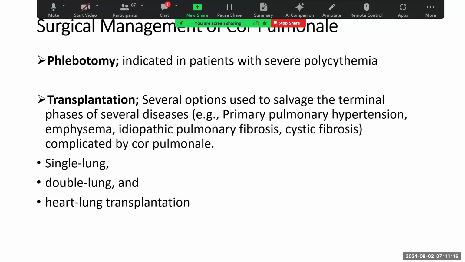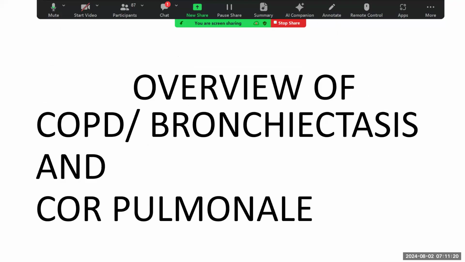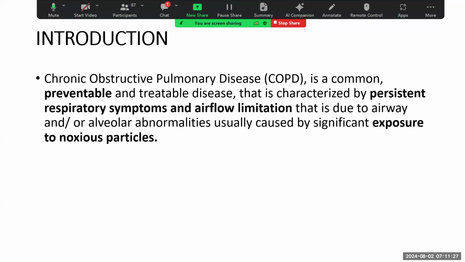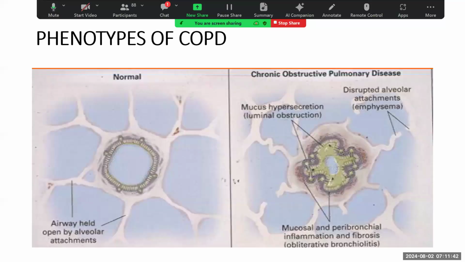For severe cases, single lung transplantation, double lung, or the heart and lung transplantation may also be useful in management of the patient. So an overview of COPD and bronchiectasis in cor pulmonale using this outline. COPD is a common, preventable and treatable disease that's characterized by persistent respiratory symptoms and airflow limitation that is due to airway or alveolar abnormalities, usually caused by significant exposure to noxious particles. We currently have two phenotypes, the emphysema and the chronic bronchitis.